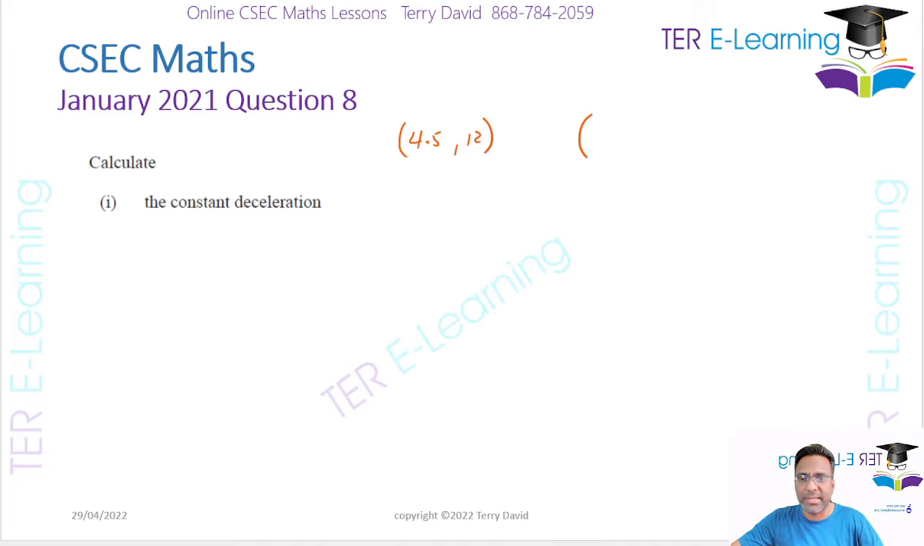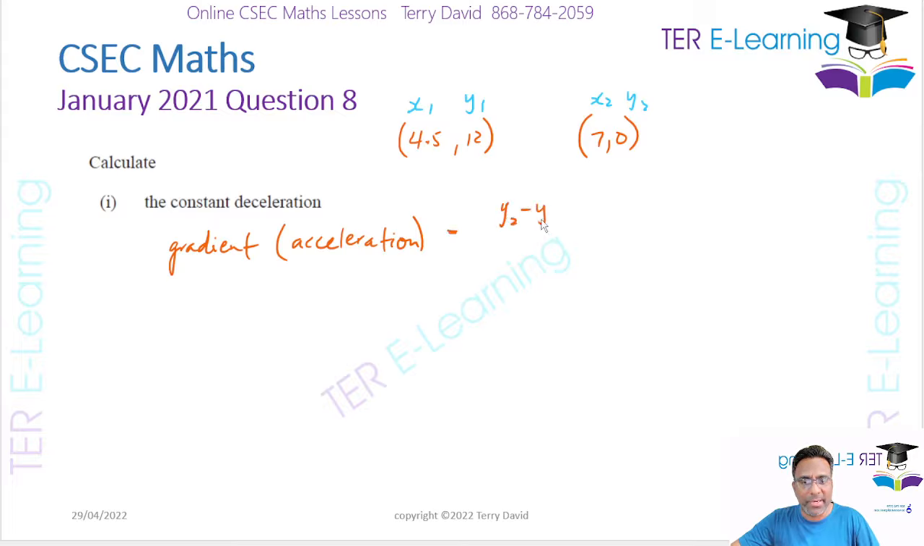And the second point, I think, is what? 7, 0. This here is 7, 0. So before we do anything, we label. So this is x1, y1. This is x2, y2. And what we're going to do is find the slope or the gradient, that gives me my acceleration. And the formula for gradient is y2 minus y1 over x2 minus x1.